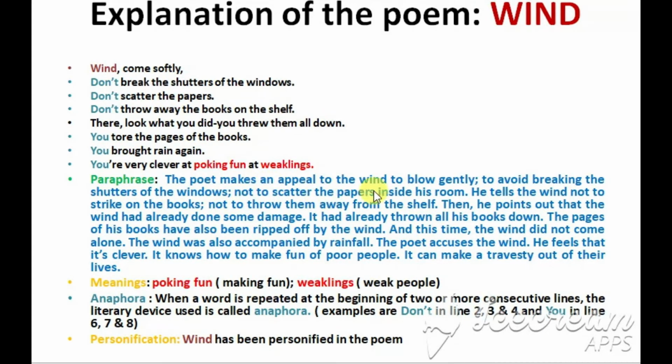The poet makes an appeal to the wind to blow gently, to avoid breaking the shutters of the windows, not to scatter the papers inside his room. He tells the wind not to strike on the books, not to throw them away from the shelf. Then he points out that the wind had already done some damage. It had already thrown all his books down. The pages of his books have also been ripped off by the wind. And this time the wind did not come alone. The wind was also accompanied by rainfall.